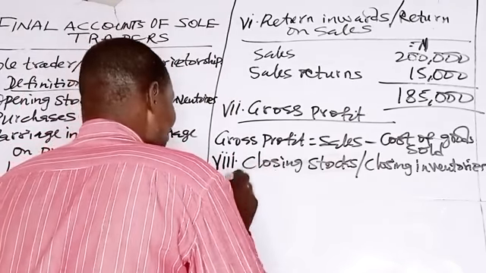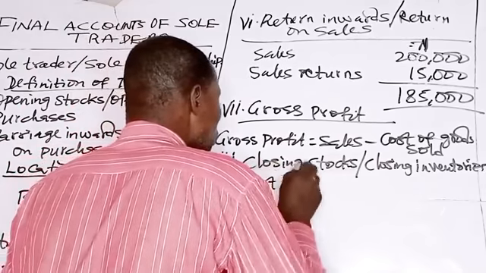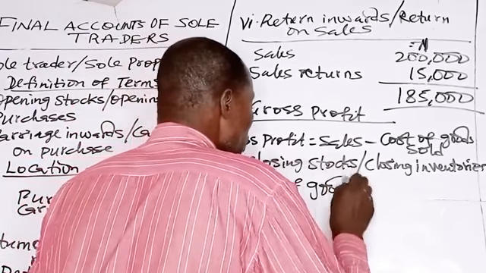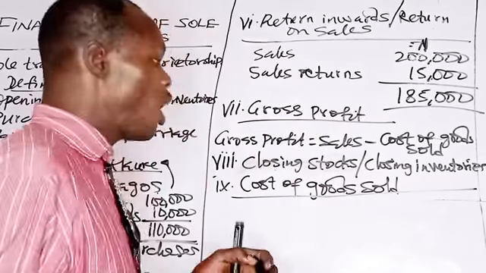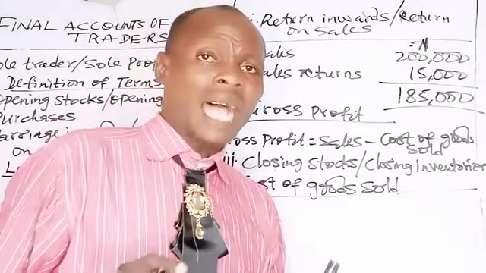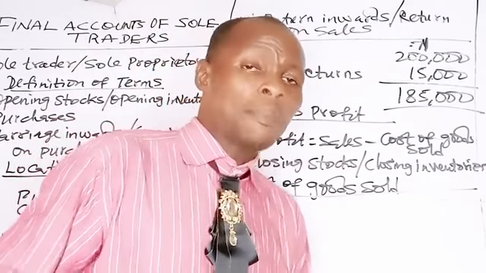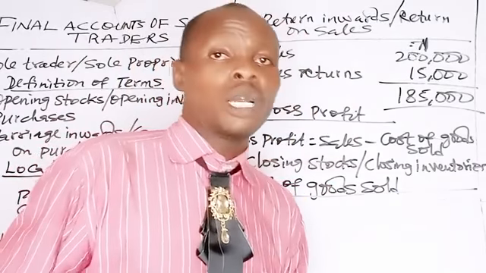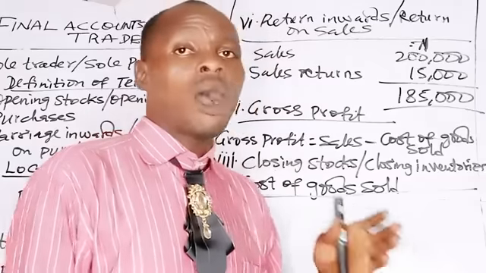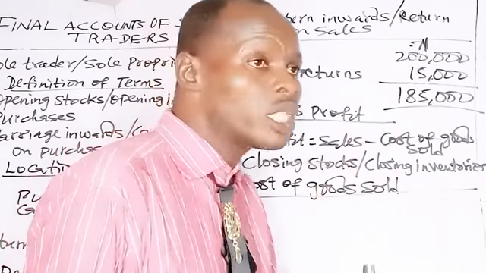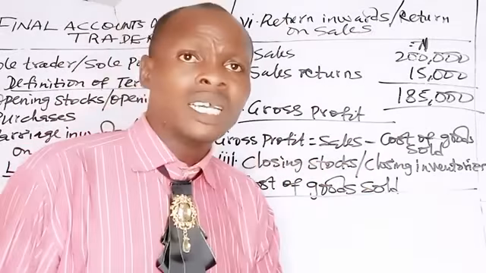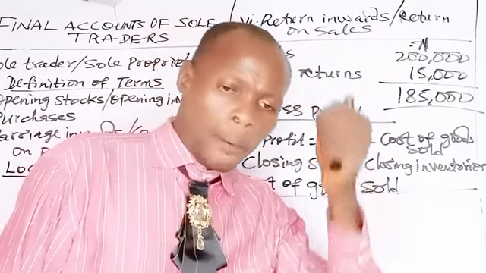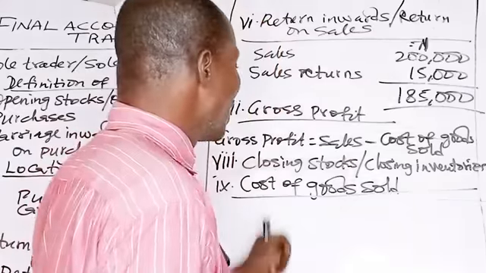Therefore, number 9, we have cost of goods sold. Cost of goods sold is the cost of goods that have been sold during the trading period. Therefore, cost of goods sold is the cost of goods available for sales less closing inventory.